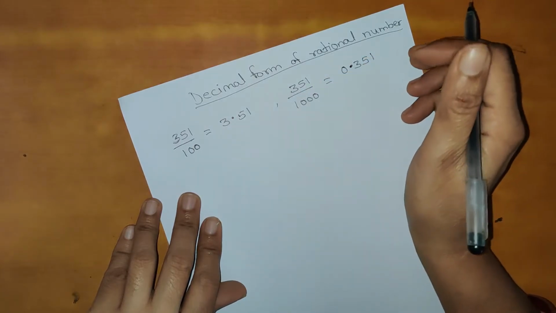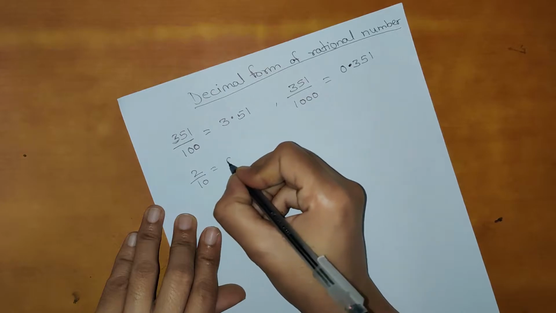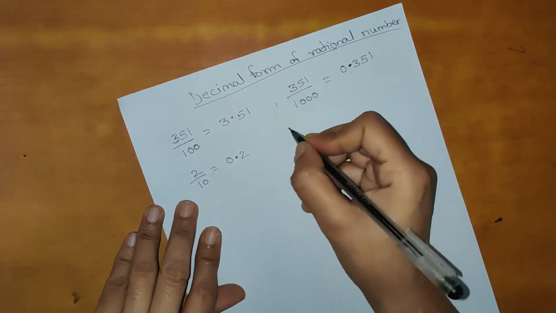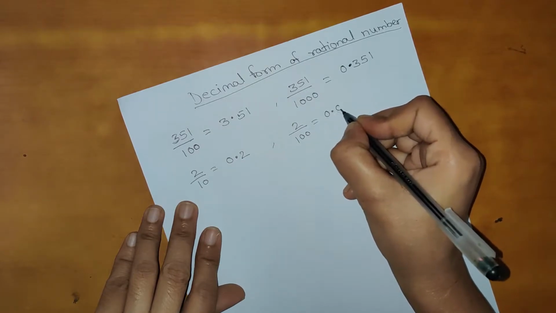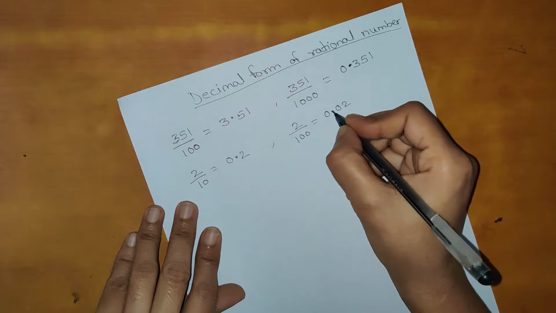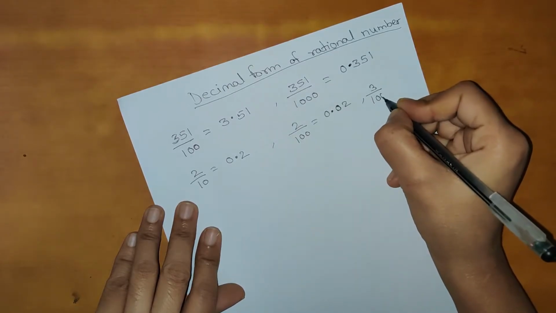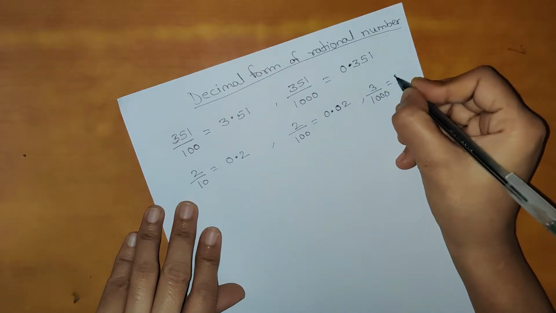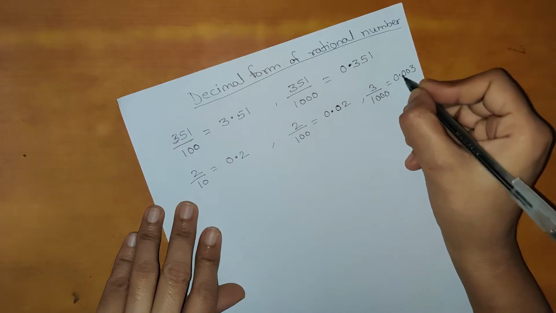So we have learnt this in the lower classes. If 2 by 10, it is 0.2. 2 by 100, the value is 0.02. We are moving to the left hand side, through ones, tens, hundredths place. For example, 3 by 1000, we will write 0.003, through ones, tens, hundreds, thousands.